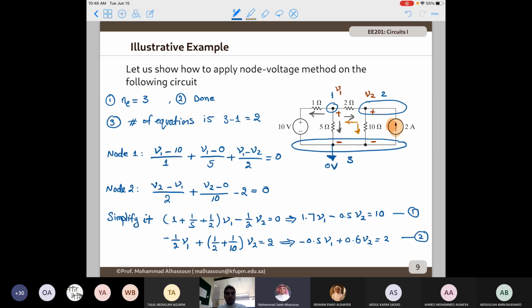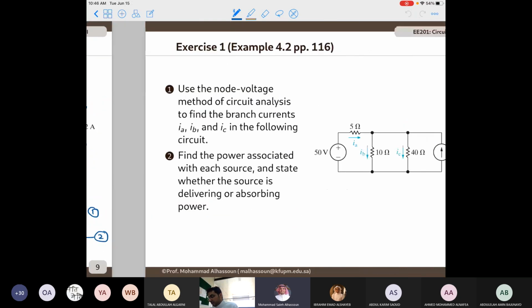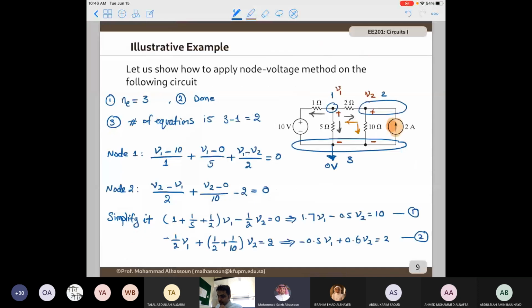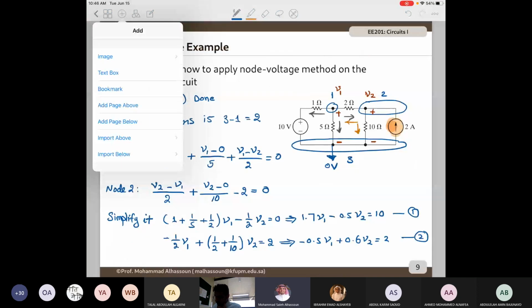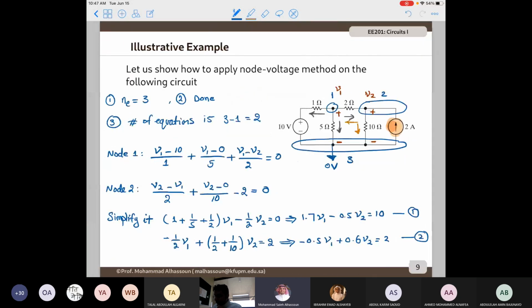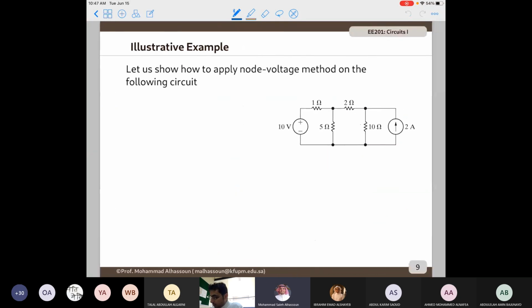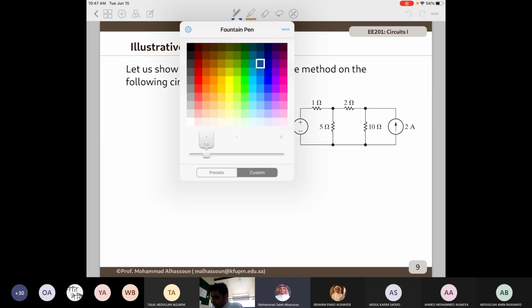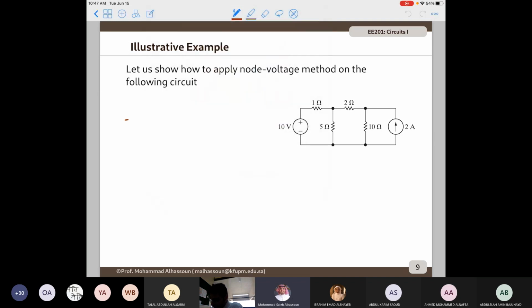And this is going to give me the following equation. So clearly now I have two equations, two unknowns. If I want to solve for it, I need to write it in a matrix form. So if I write it in a matrix form, I will end up with the following equation.